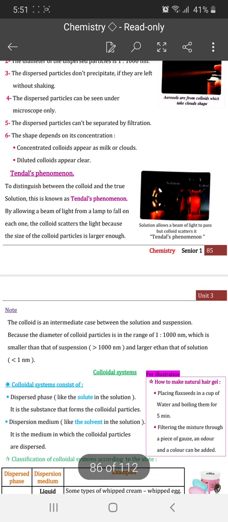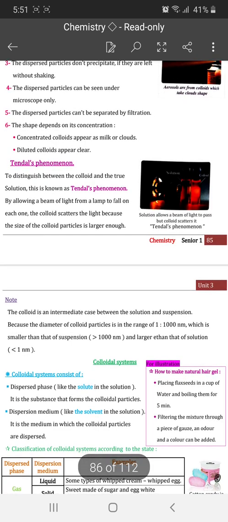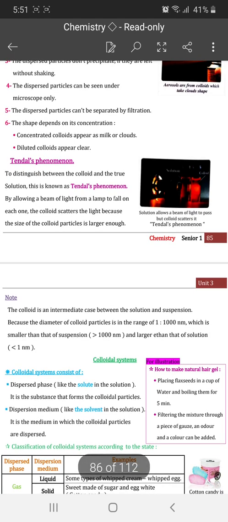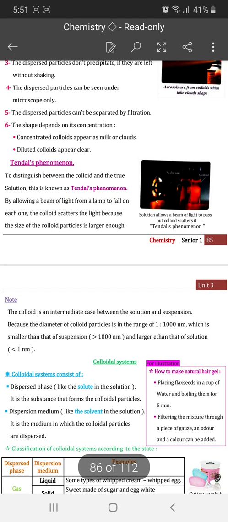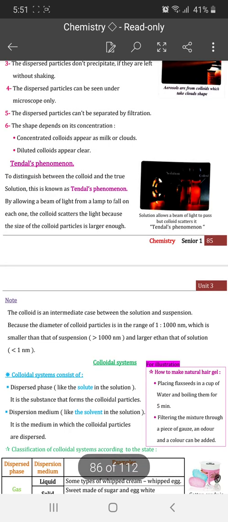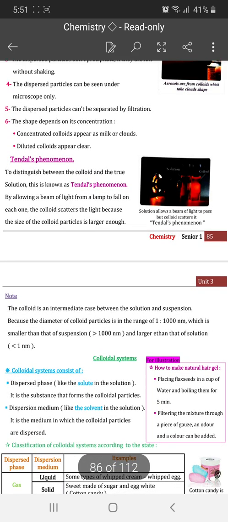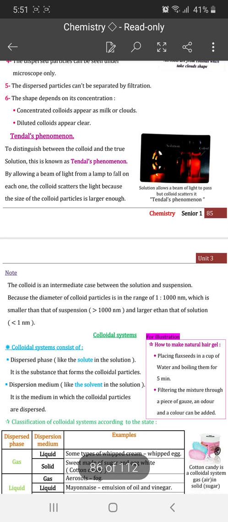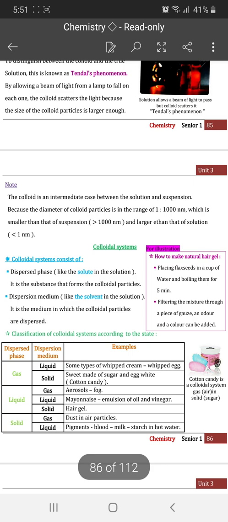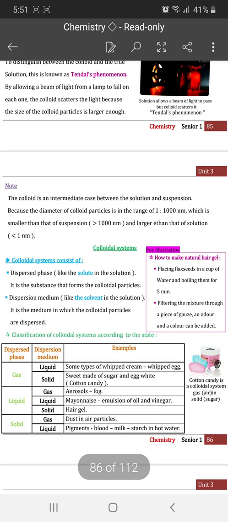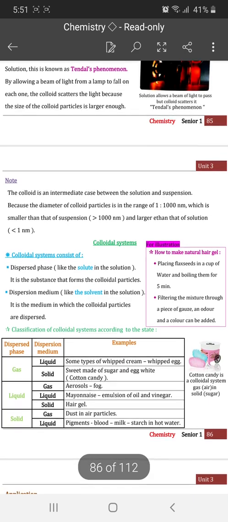We have a phenomenon which is the Tyndall phenomenon, to distinguish between colloid and the true solution. This is known as the Tyndall phenomenon. We use a torch, allowing a beam of light from the lamp to fall on each one. The colloid scatters the light because the size of colloid particle is large enough to scatter the light. So the colloid is an intermediate case between the solution and suspension, because its diameter ranges between 1 nanometer to 1000 nanometer.